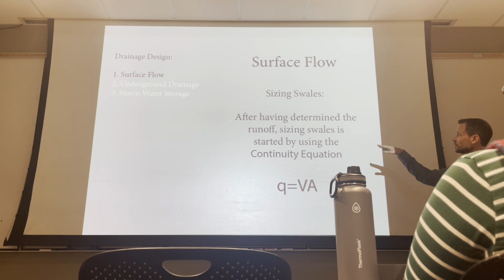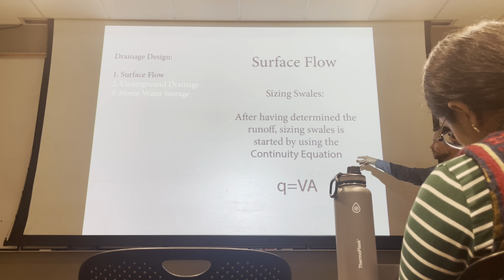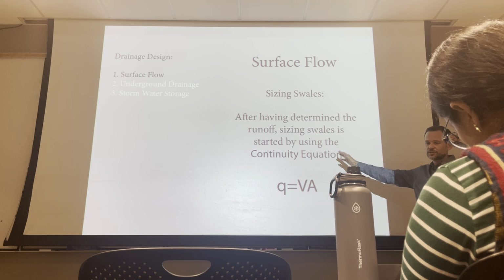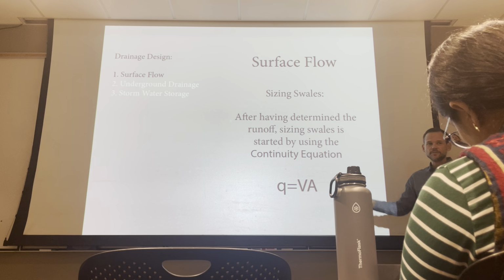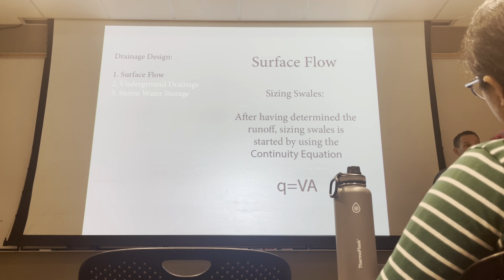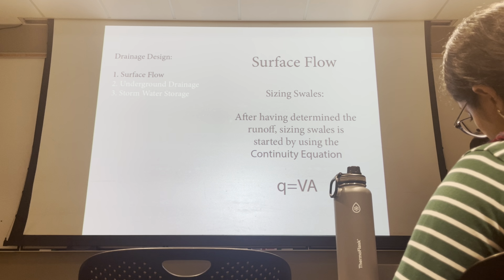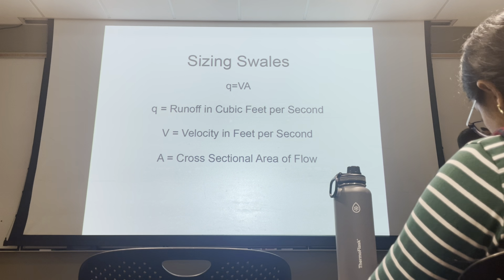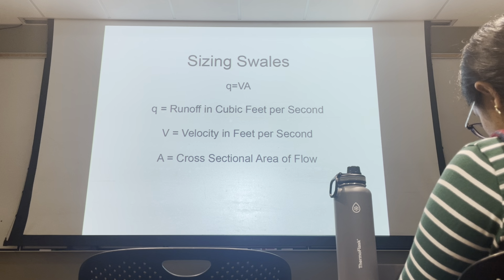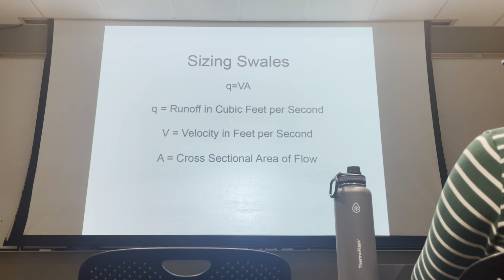After having determined the runoff, sizing a swale is started by using what we call the continuity equation. That's our next piece: Q equals VA. This is going to give us an idea of how big the swale has to be to handle the amount of water we're going to try to put into it. Q should be familiar from our previous equation. It's still the same, CFS.